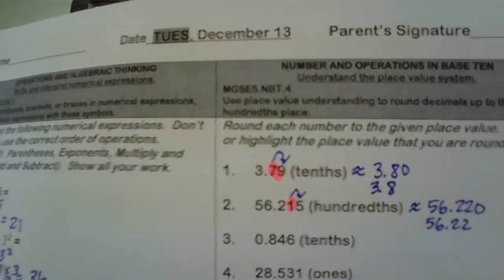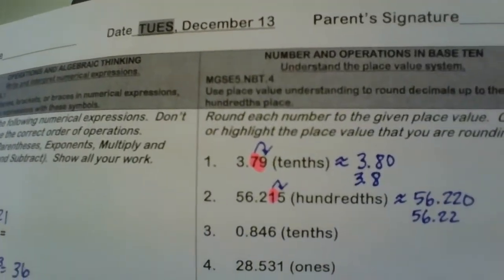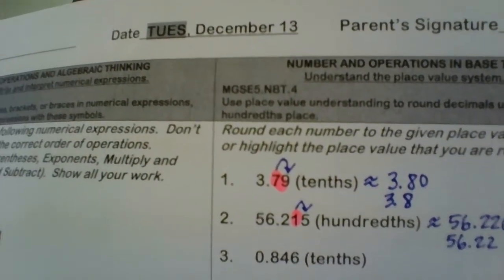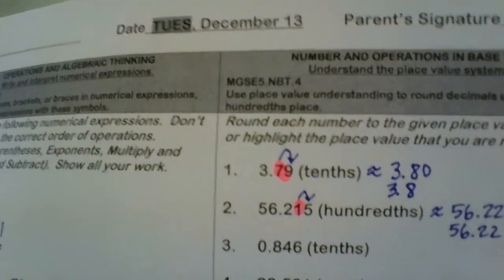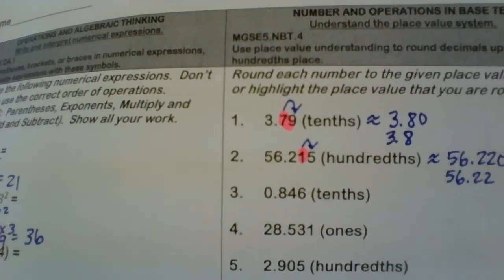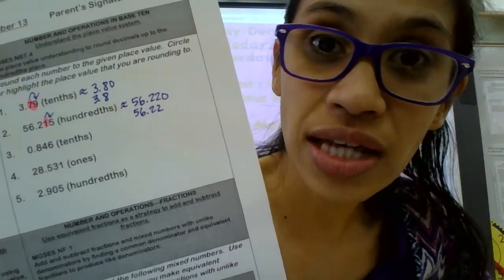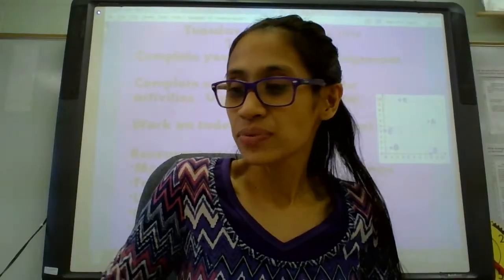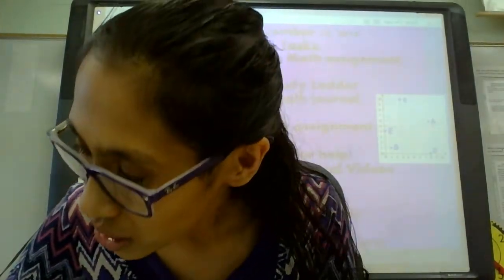And let's look at number 3. Read that number with me. It says 846,000. And we're rounding to the 10th place. Which number is in the 10th place? Tens, hundreds, thousands. Start at the decimal, then go tens, hundreds, thousands. Just right after the decimal, that is an 8. So highlight that.